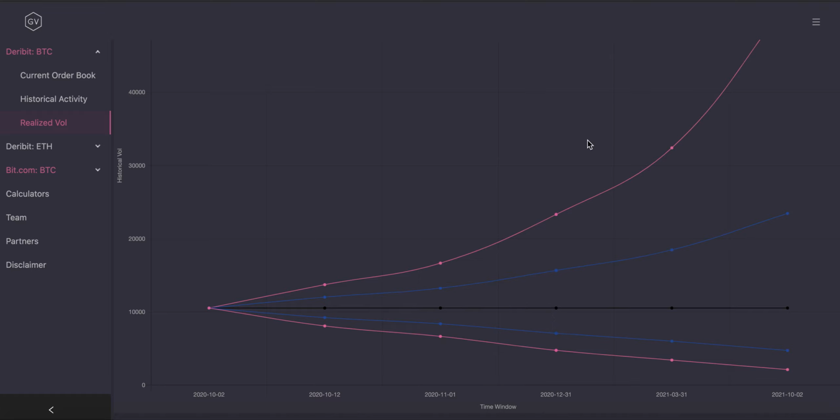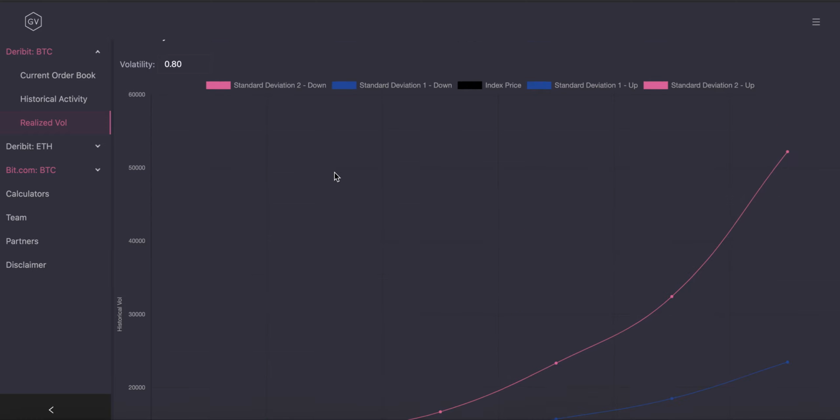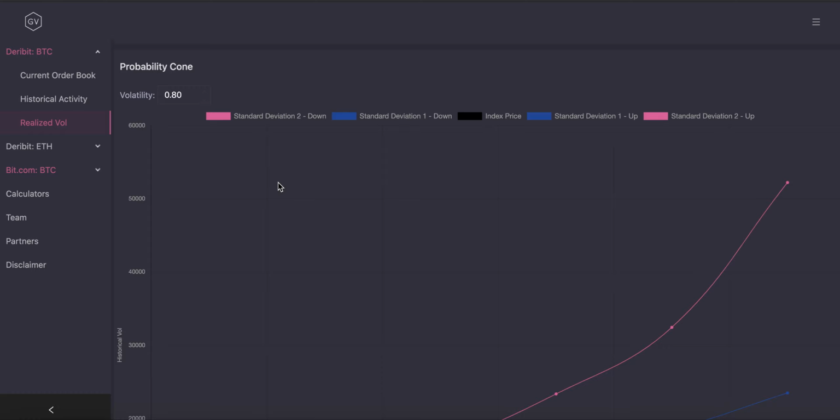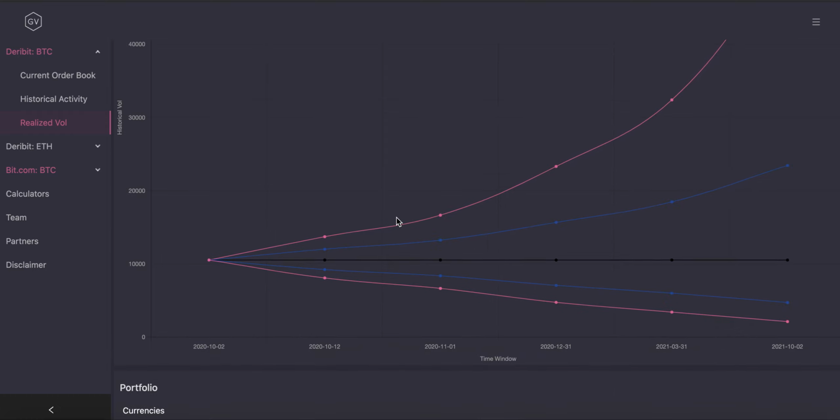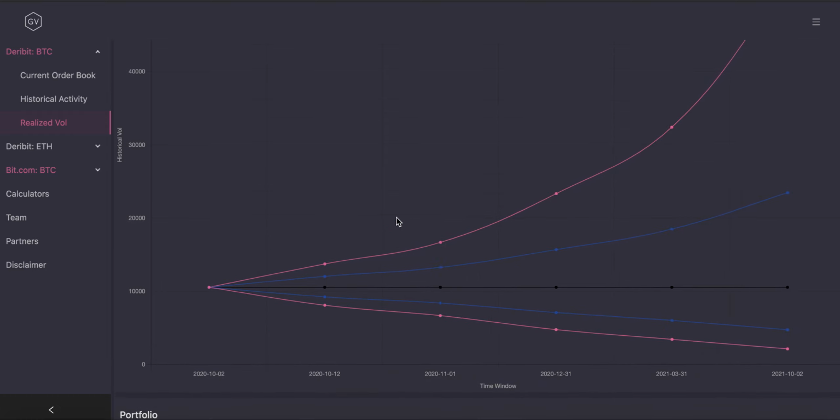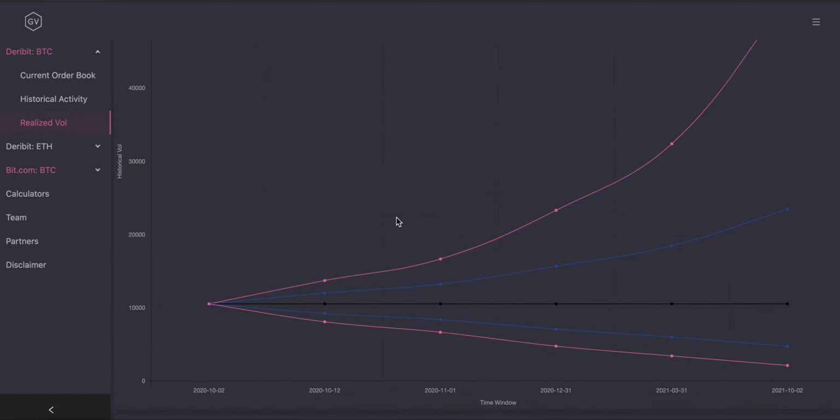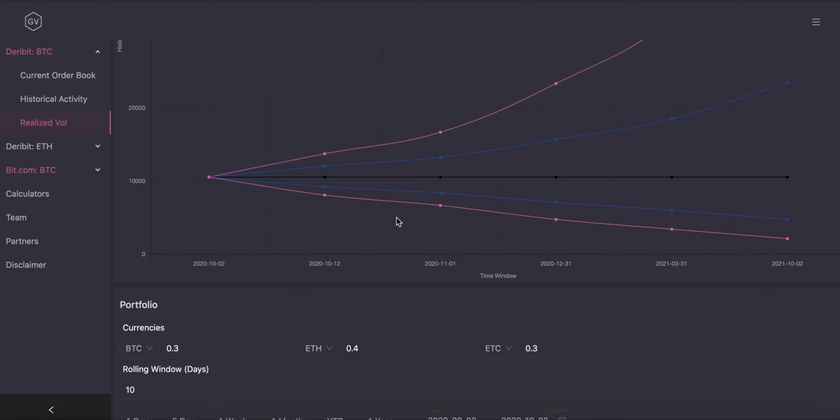So it gives you a good idea of the ranges that the price can take, assuming that you have the correct volatility assumption, and assuming that prices are log normally distributed, of course. So that's a great way to kind of gauge the price ranges that Bitcoin can take.